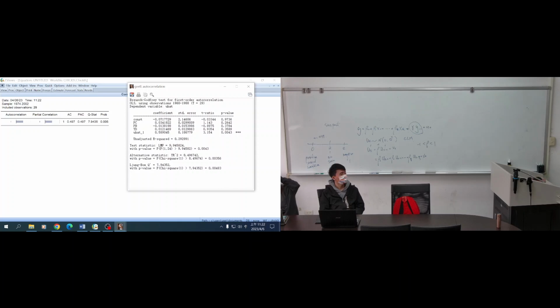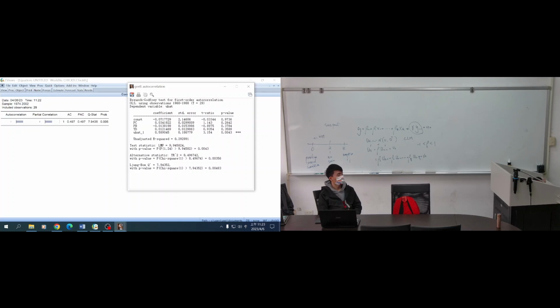7.94325. Did you see that number? And the probability is the same. Okay, so these are three ways you can check for serial correlation.